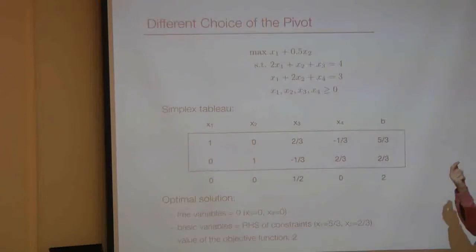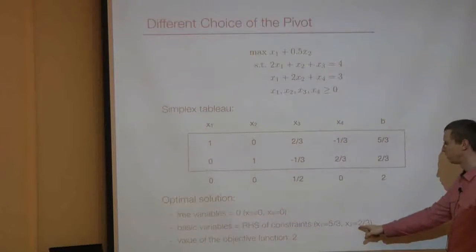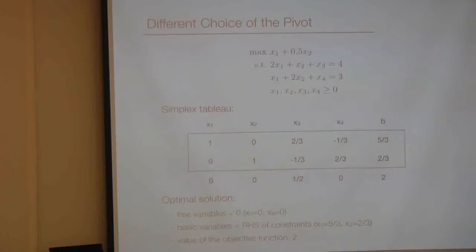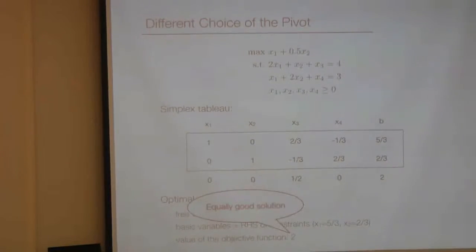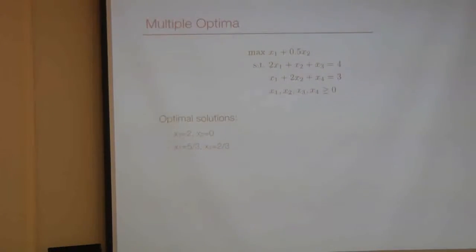2, 0 was the optimal solution. So x1 was 2 and x2 was 0. Now we have a different solution. x1 is 5/3 and x2 is 2/3. So we have two solutions which are different but are equally good. Okay? So these are the optimal solutions. They are very different, but they are actually of the same quality.